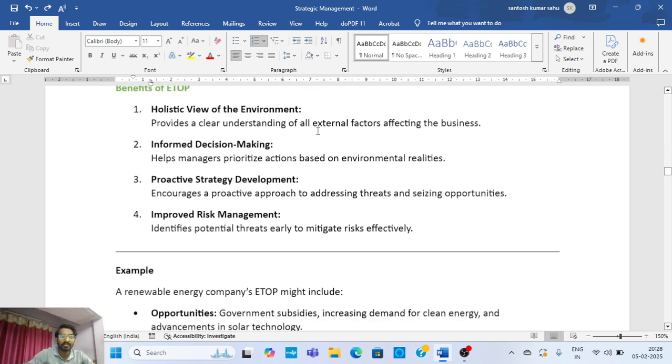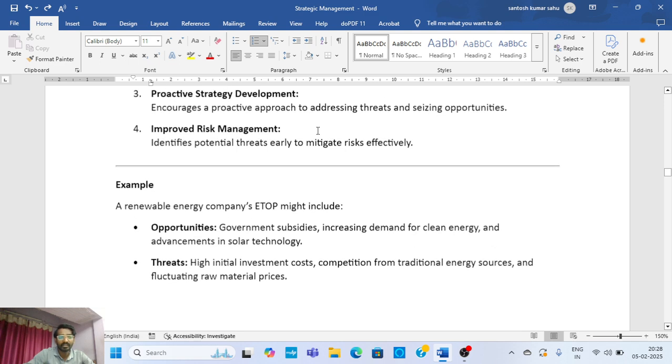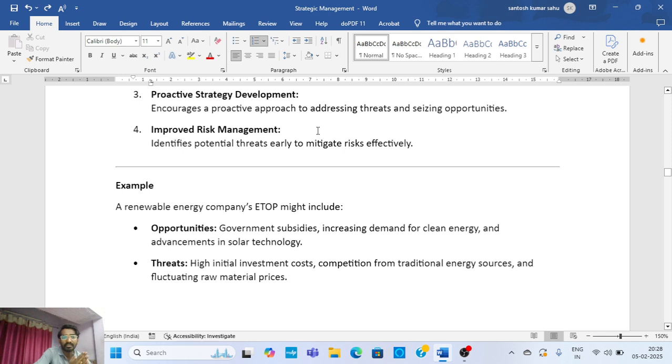Let us discuss some real-time examples. Suppose for renewable energy companies, ETOP might include, in opportunities, government subsidies, increasing demand for clean energy, and advancements in solar technology. At the same time, the threats are high initial investment cost, competition from traditional energy sources, and fluctuating raw material prices. So this is an example of a renewable energy company.